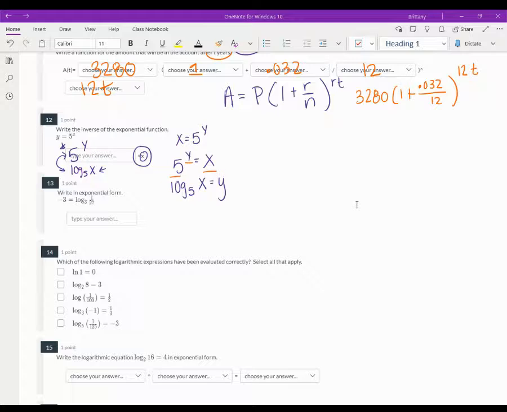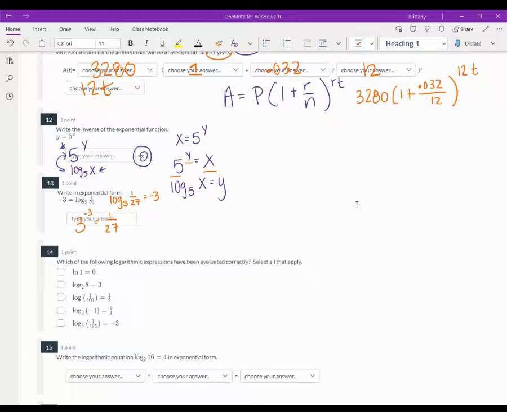Number 13, write in exponential form. You can do the half step where you move the log to the left. Maybe you're comfortable with it on the right. Do whatever you want to do. But the base stays the base, and the other 2 numbers switch. So 3 to the negative 3 equals 1 over 27.